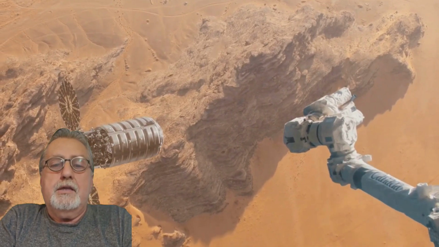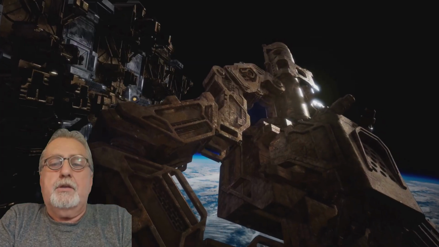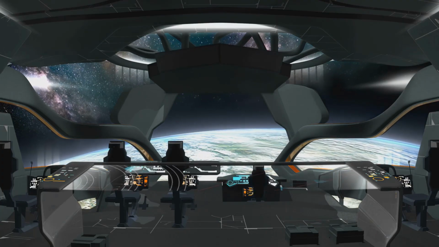The rule is straightforward. The bigger the engine, the faster the ship. Size isn't just a factor, it is the factor. In 2050, the moon isn't just a destination, it's the launch pad for everything that comes next.